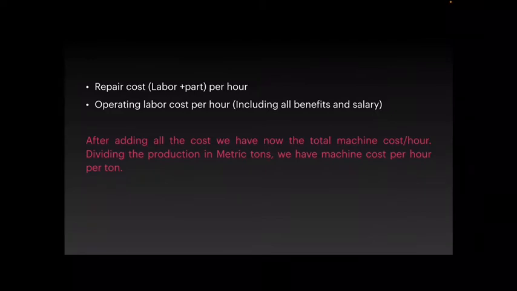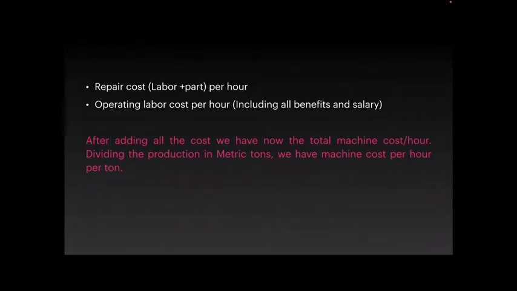Then you add the repair cost per hour, meaning labor plus the parts requirement. You can get it from some historical data or analogous data, an analogous project. You can get these repair cost estimates from there. Then you have to calculate the operating labor cost per hour. Operating labor cost means the operating labor crew involved in running the machine. You can calculate their salaries and all other benefits, and divide by the number of hours, and you will get the operating labor cost per hour. After adding all these costs, you will get the total machine cost per hour.